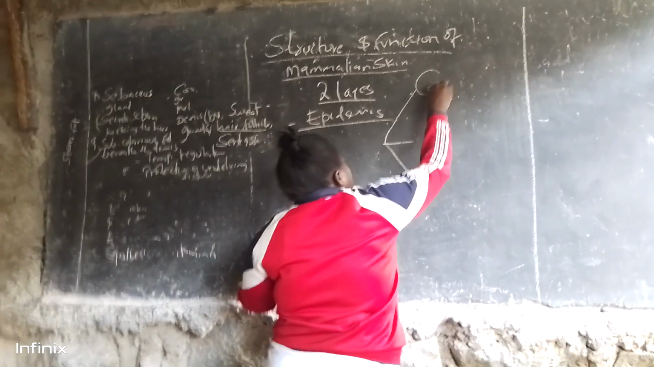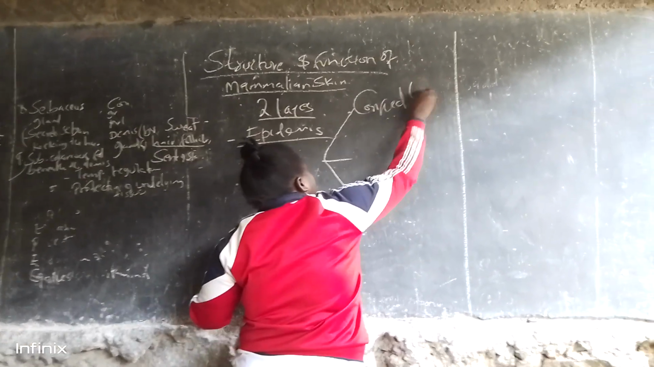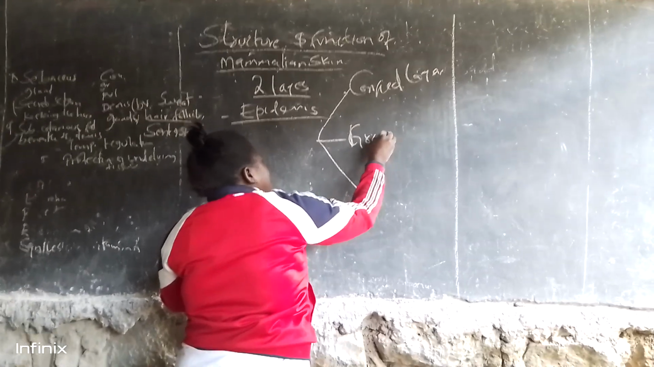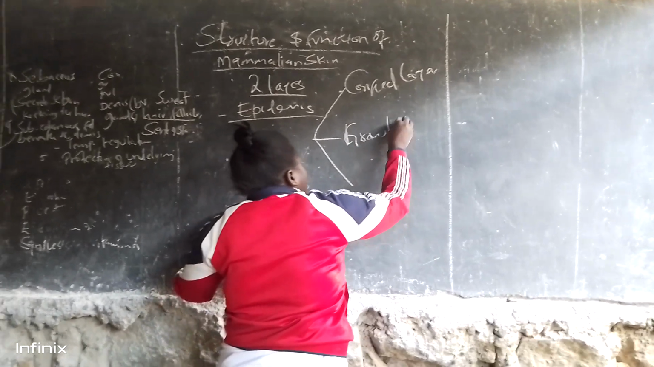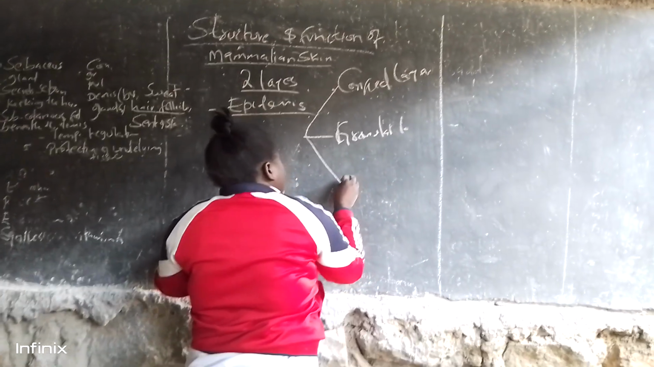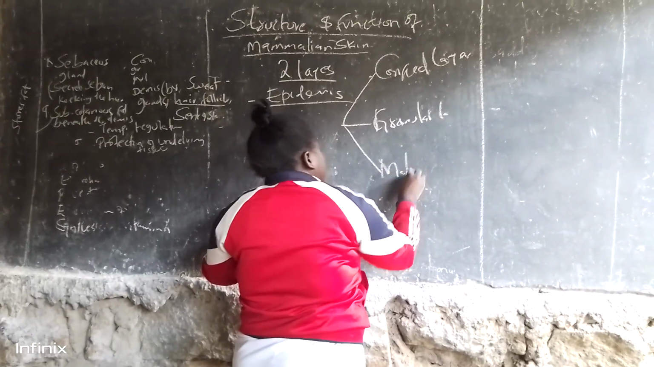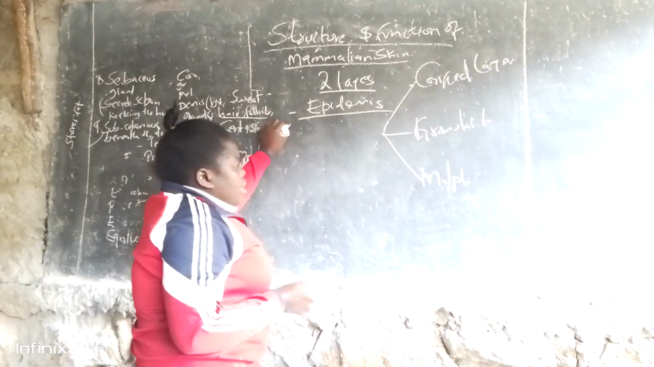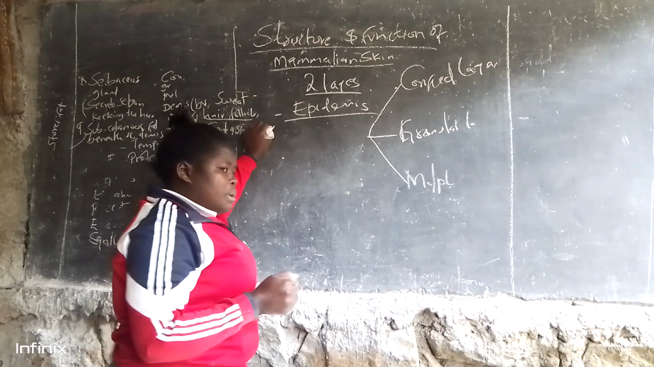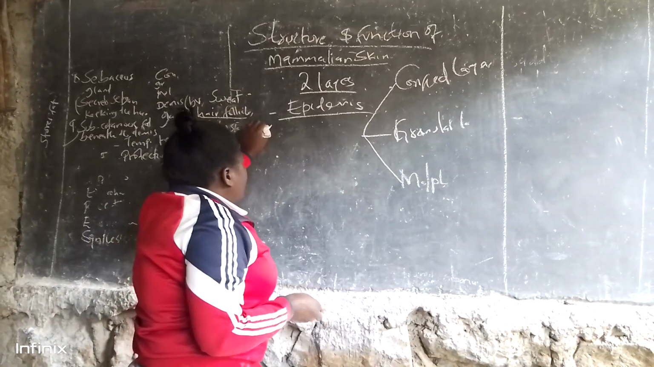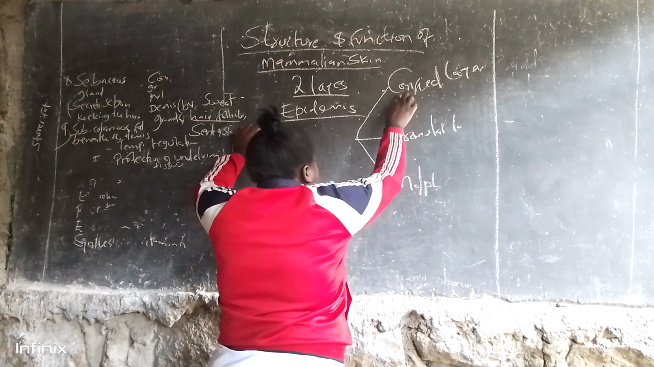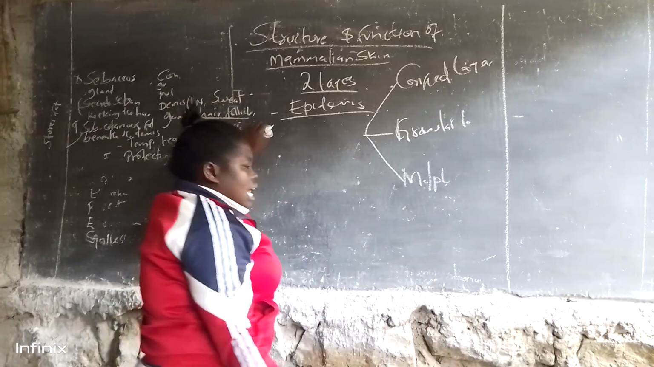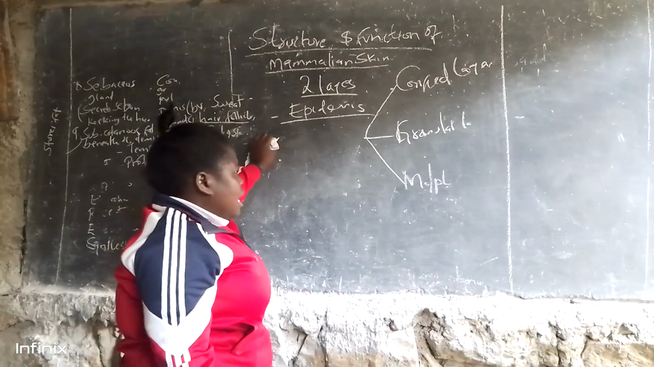That is the cornified layer, number one. We have the granular layer, being number two. Then the last one is the malpighian layer. So these are the layers of the epidermis: cornified layer, granular layer, and malpighian layer, respectively. So it starts from the cornified, the outermost; beneath the cornified is the granular, then the last one is the malpighian, as they are arranged.